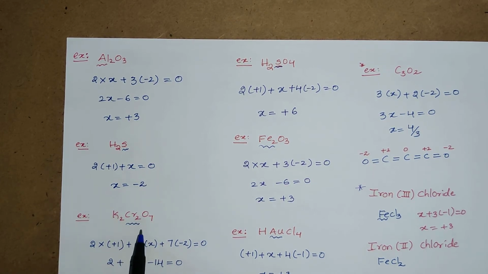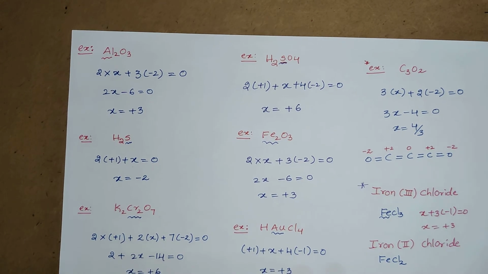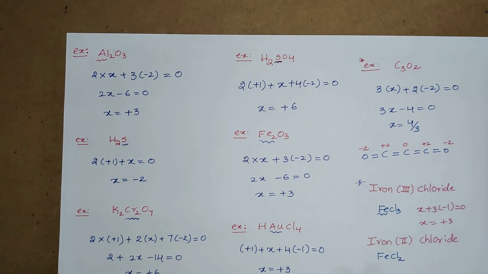Potassium dichromate, K2Cr2O7. What is the oxidation state of chromium? Potassium is 2 into plus 1. Chromium, let us take X. 2 into X plus 7 into oxygen, which is minus 2, is equal to 0. Then 2 plus 2x minus 14 is equal to 0. Then what are you getting for X? Plus 6 is the oxidation state of chromium.